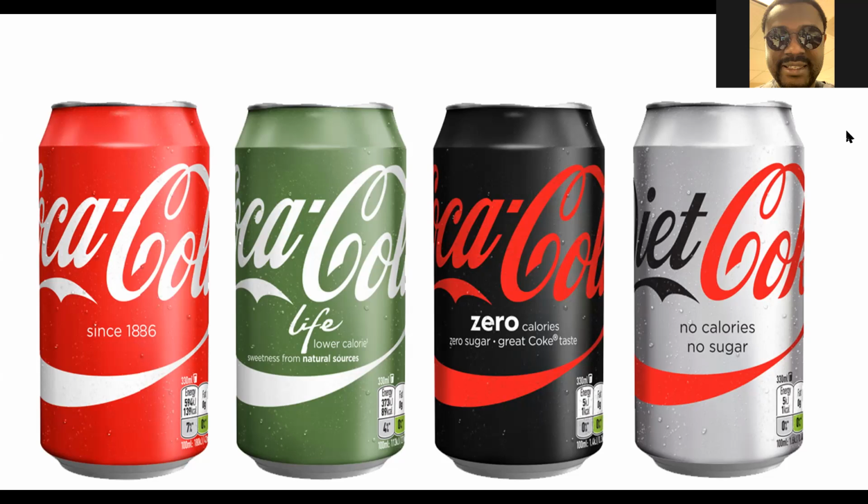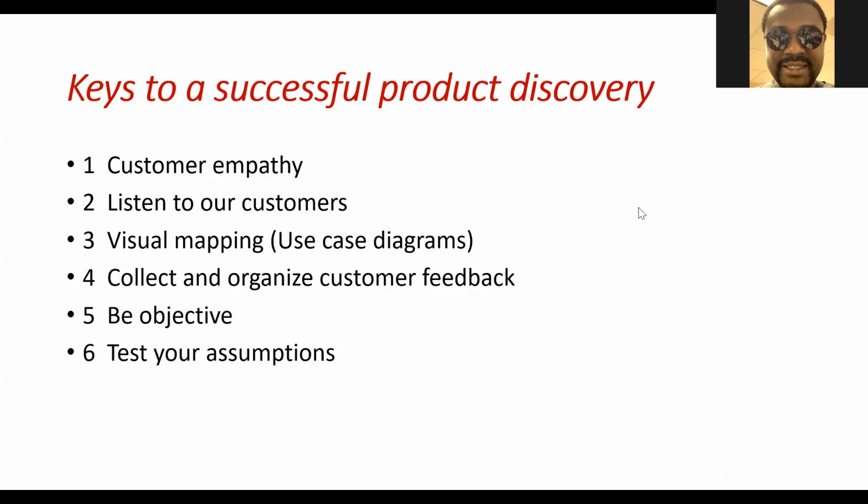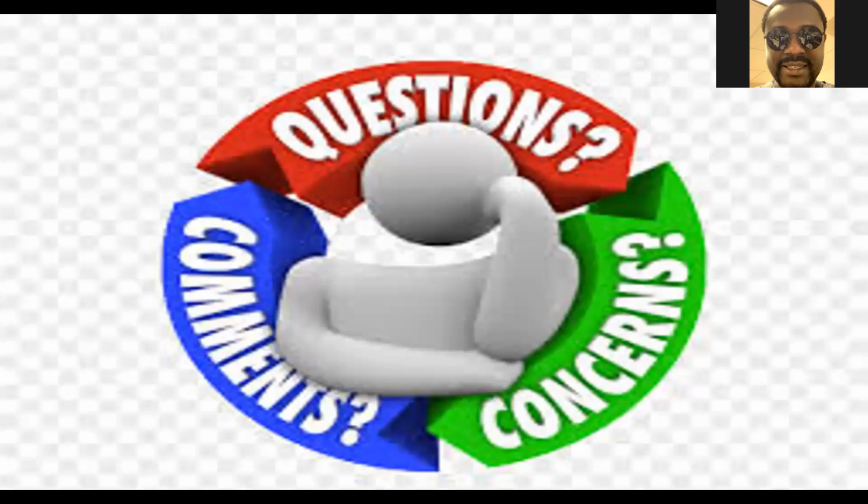So, keys to a successful product. Next slide. Keys to a successful product discovery: you have to have customer empathy. You have to listen to your customer. Visual mapping: use all tools at your disposal to really solicit what the customers actually want. Then you test your assumptions. Next slide. So that's the end of my lecture today. If you have any questions, concerns or comments, I'll be glad to answer them.